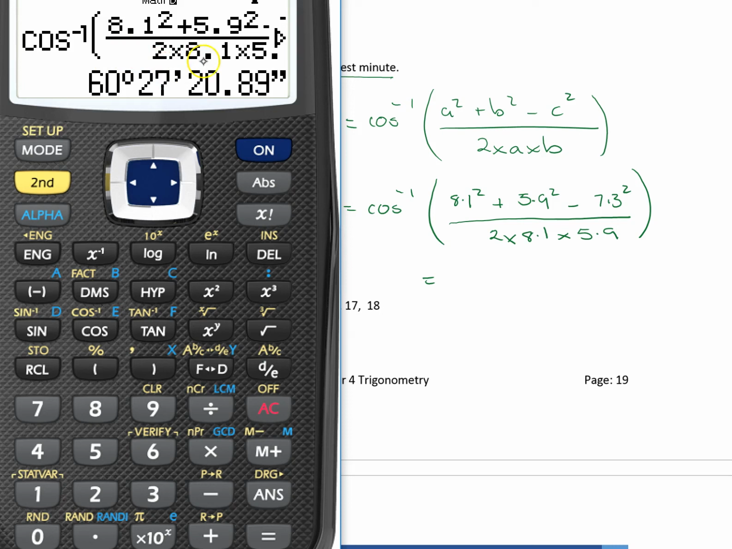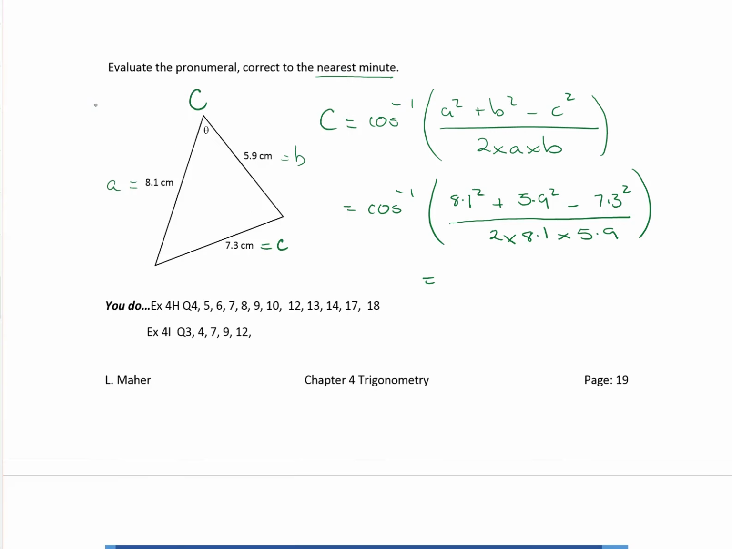And you can see there most of my calculation, and it came up as a decimal, obviously, at first. I pressed the DMS button, and angle C is going to be 60 degrees, 27 minutes, 20 seconds. We can ignore the seconds, as it has no impact on the 27. So it's 60 degrees, 27 minutes. That was to the nearest minute.